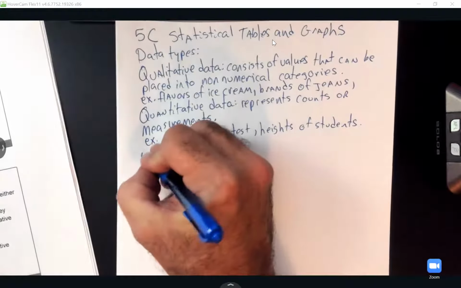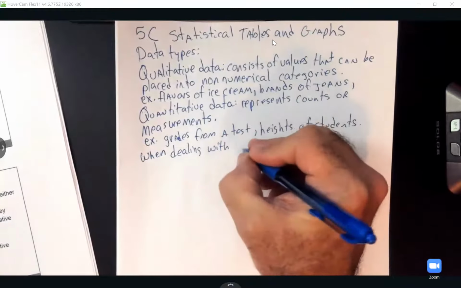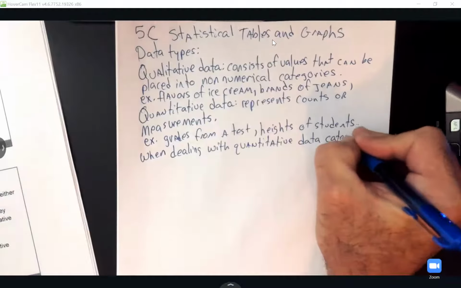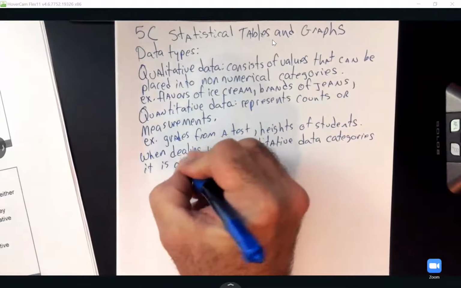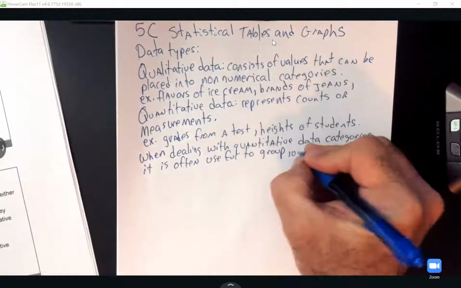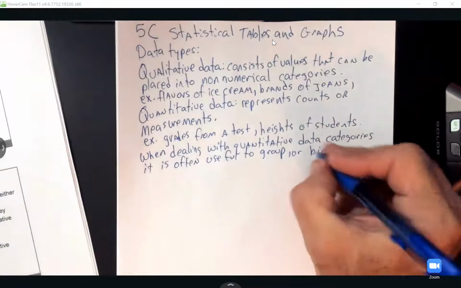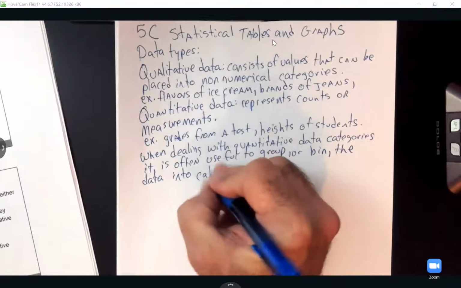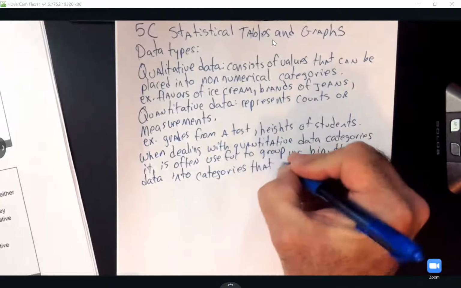Also, when dealing with quantitative data categories, it is often useful to group or bin, that is called. So when I group different categories together, we're doing what we call binning. And we bin the data into categories that cover a range of possible values.